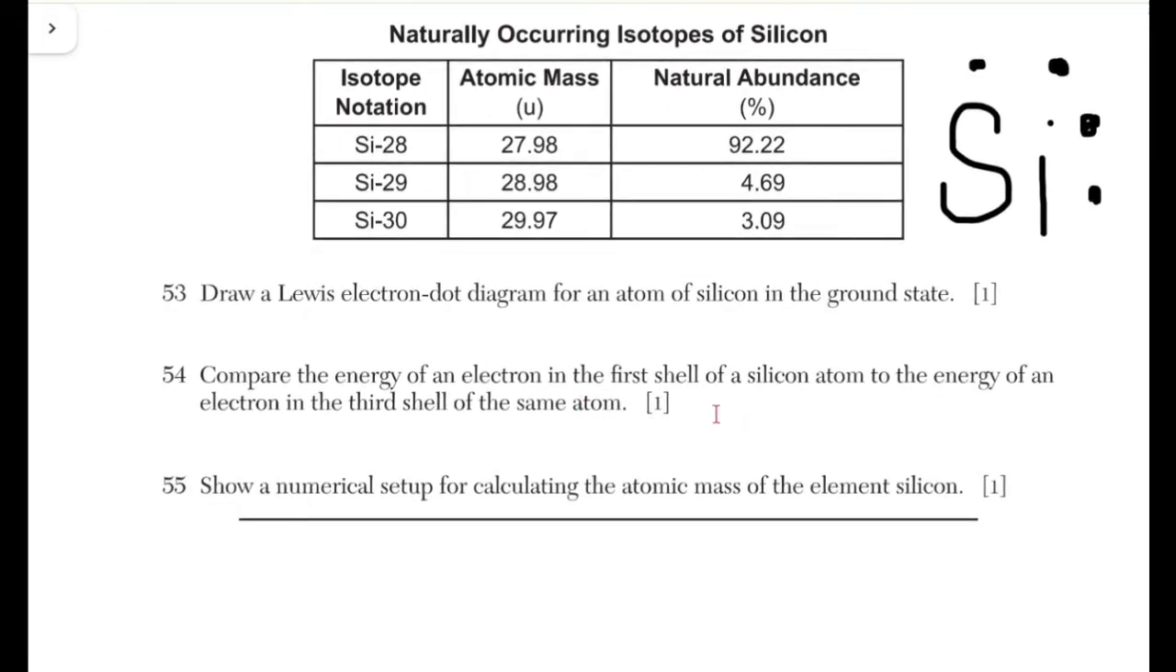Compare the energy of an electron in the first shell of a silicon atom to the energy of an electron in the third shell of the same atom. Electrons have more energy as they move away from the nucleus. Therefore, an electron in the first shell of a silicon atom will have less energy than an electron in the third shell of the silicon atom.